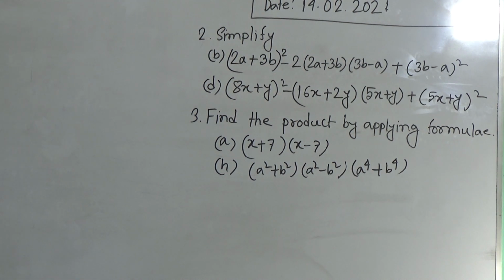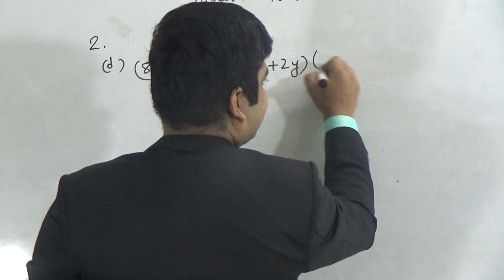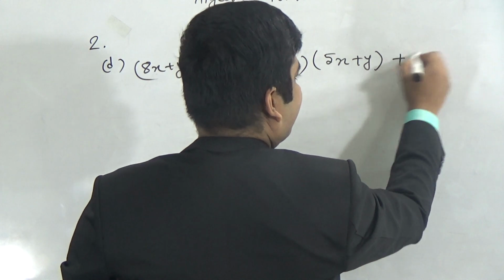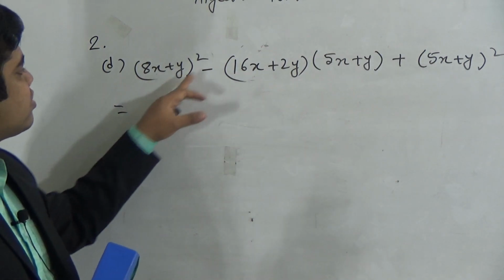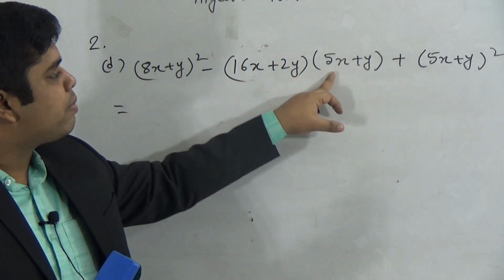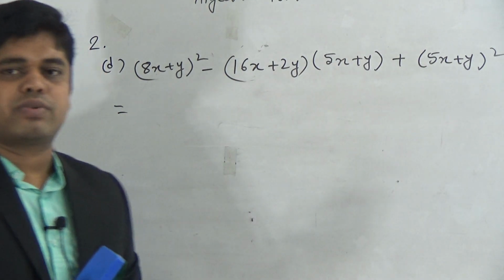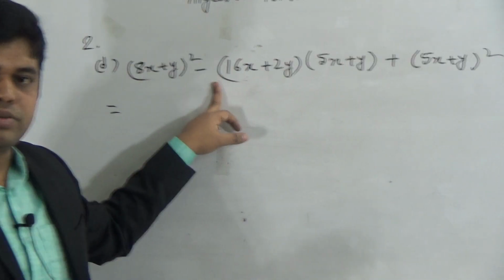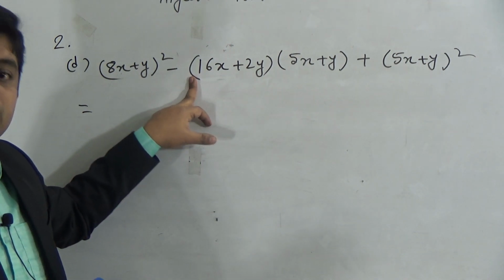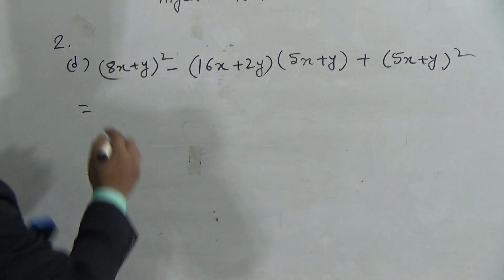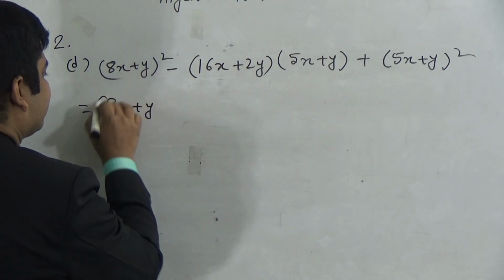Question number D is (8x + y) whole square minus (16x + 2y)(5x + y) plus (5x + y) whole square. Dear students, notice there is no formula here directly. But notice here 16x and plus 2y. From this we can notice that 2 is common from both expressions. So at first we take 2 common.